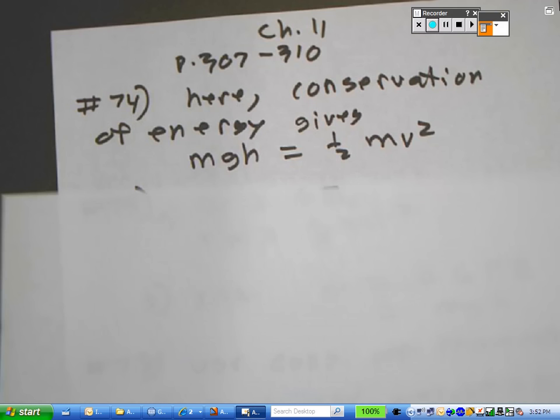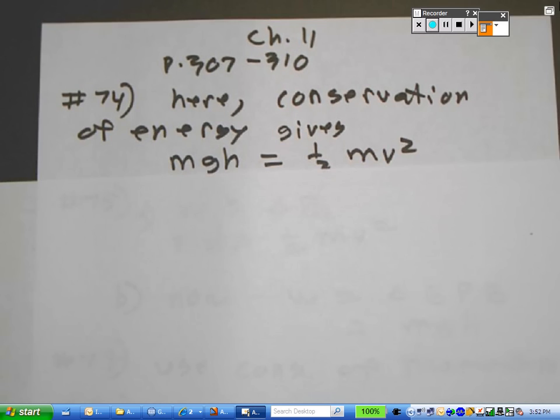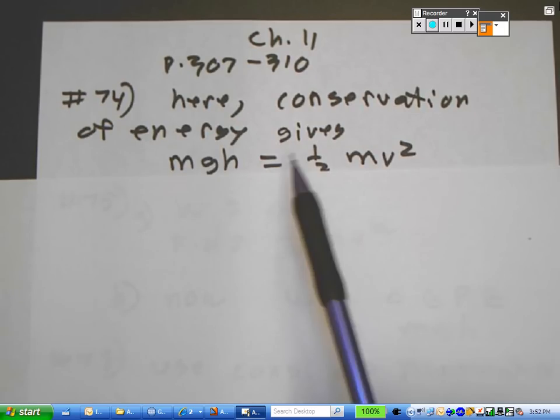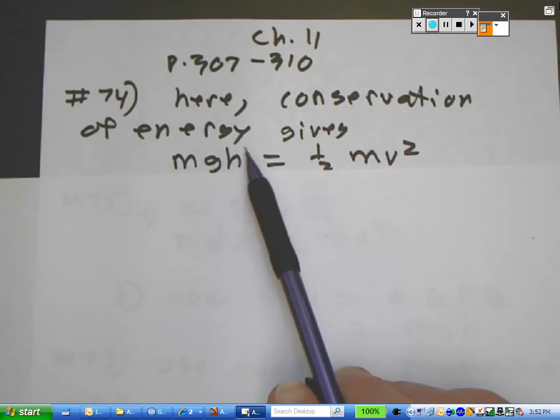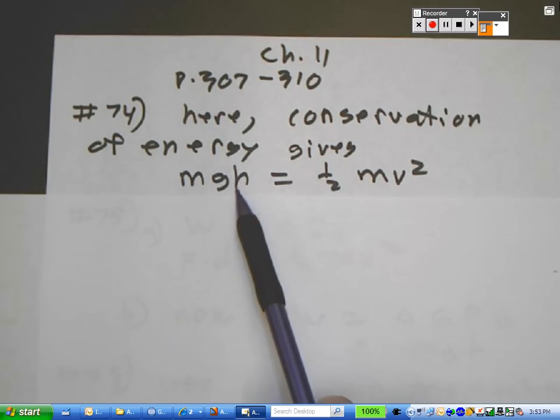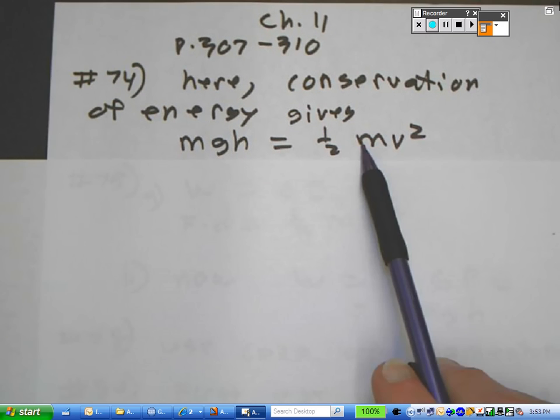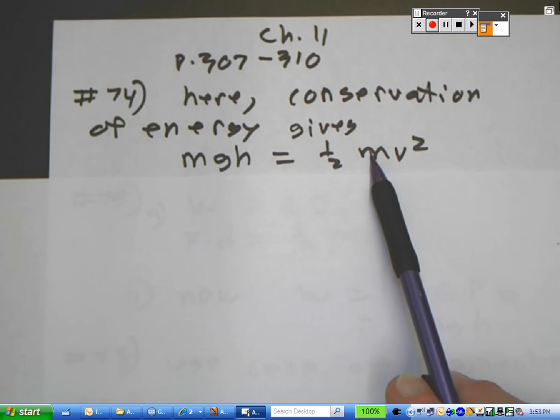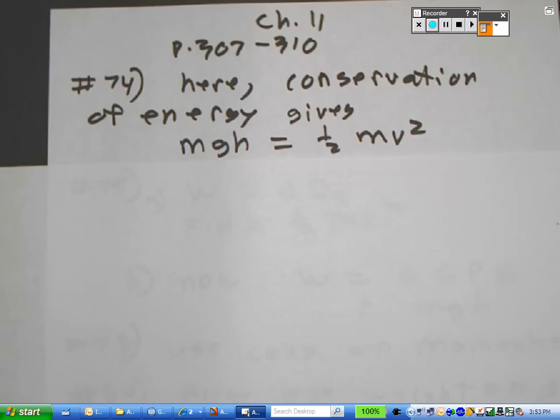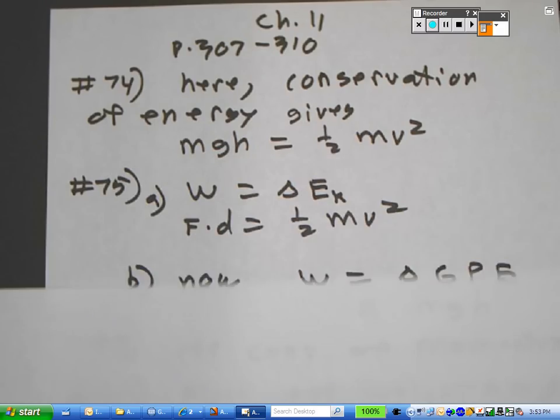The finish goes like this of chapter 11. Number 74. Conservation of energy means that the potential energy you start with, this gravity potential energy, is equal to the kinetic energy that you pick up later on, which is equal to 1/2 mv squared. We use that many times.